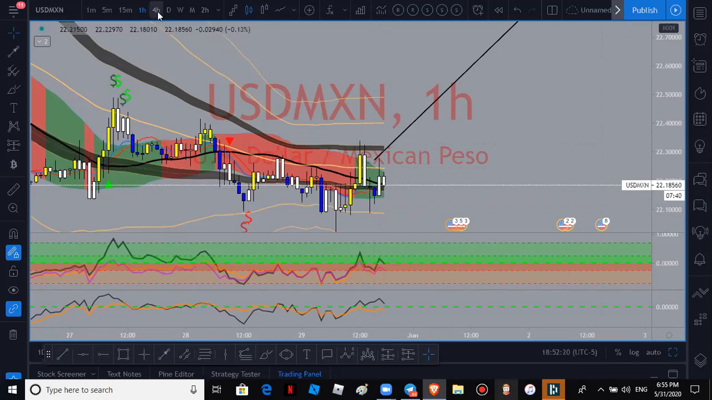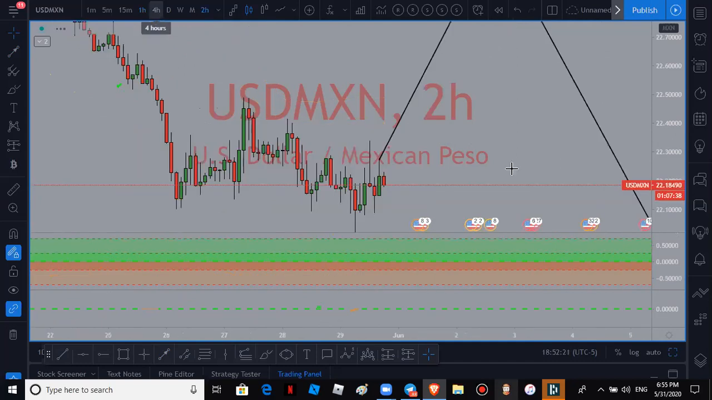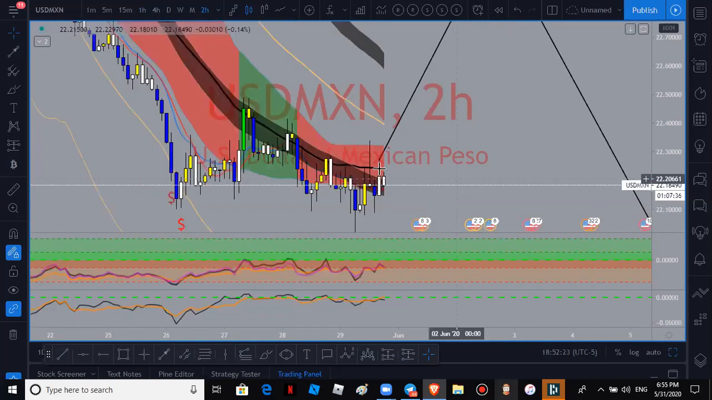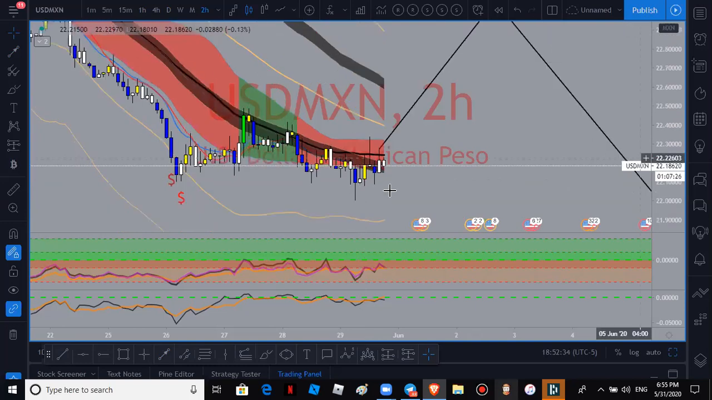And we want a 2 hour time frame. Yeah, I still think that this has the opportunity to go down a little lower, especially since the RSI line isn't in this lower danger zone, the pocket. So this could go a little lower probably before going up.